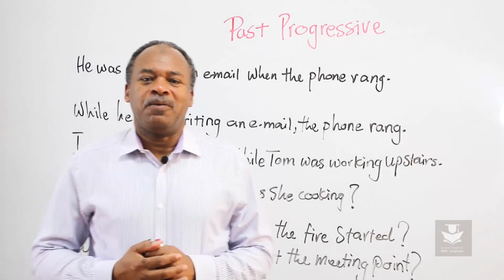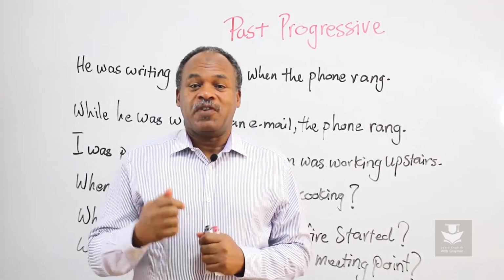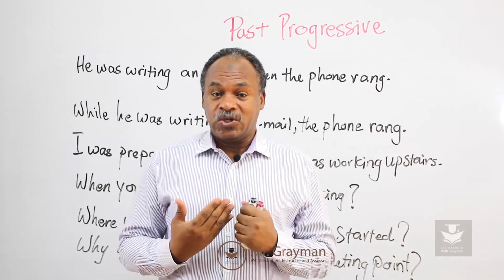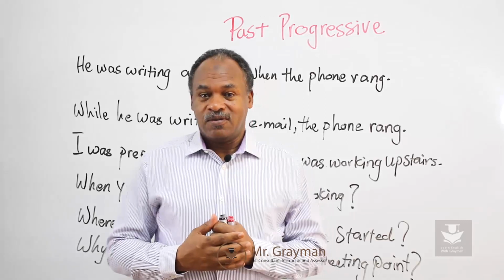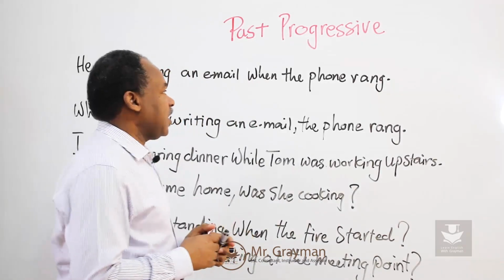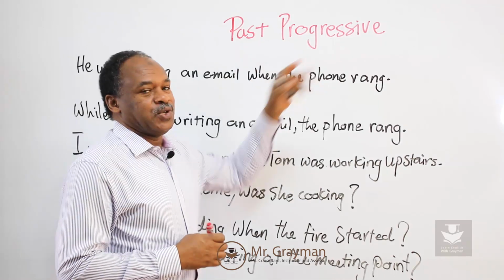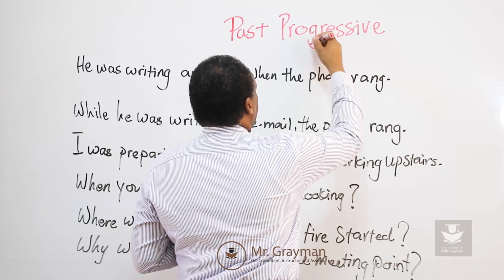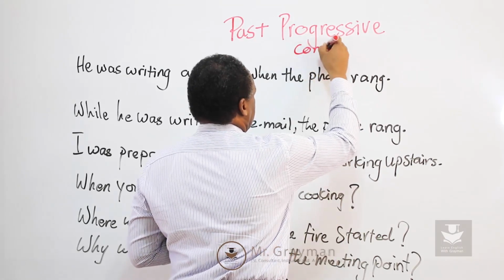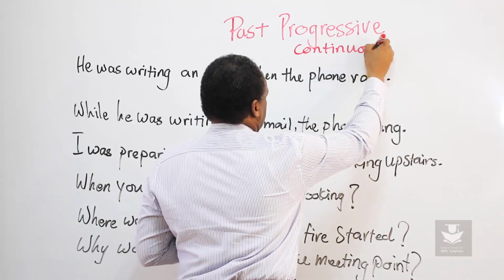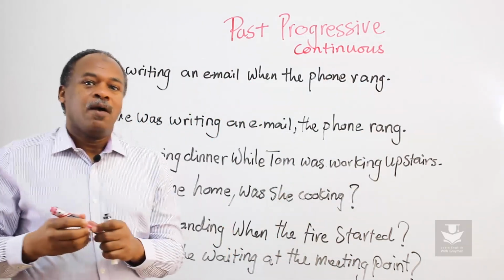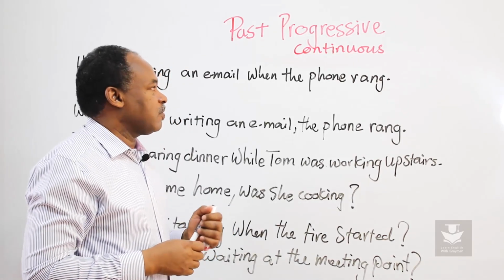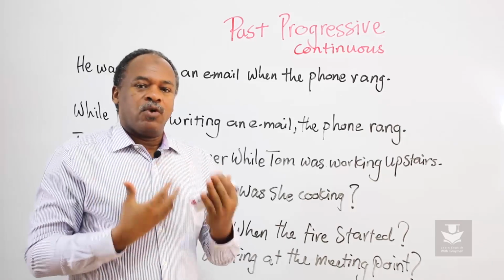Hello there, my name is Grayman, and in today's video I'm going to teach you the past continuous tense. The past continuous tense has got another name, past progressive tense, either past progressive tense or continuous. So it's the same thing. If you say past continuous tense or past progressive tense, it's the same thing. So what do we use it for?